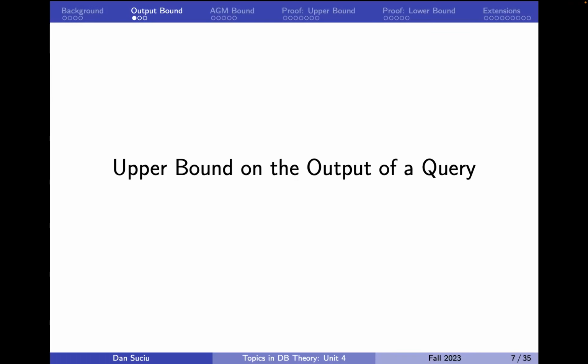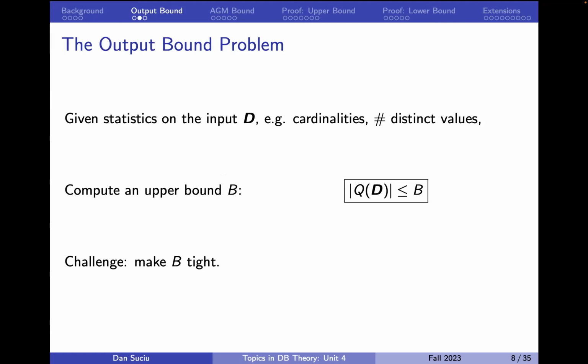Okay. So today we will not talk about cardinality estimation, but instead we will talk about an upper bound, a guaranteed upper bound on the output of the query. So formally, we will be given, as before, statistics on the input database, and most of the lecture will have these statistics restricted to the cardinalities. But later we will discuss also degrees towards the end. But you can also consider a number of distinct values.